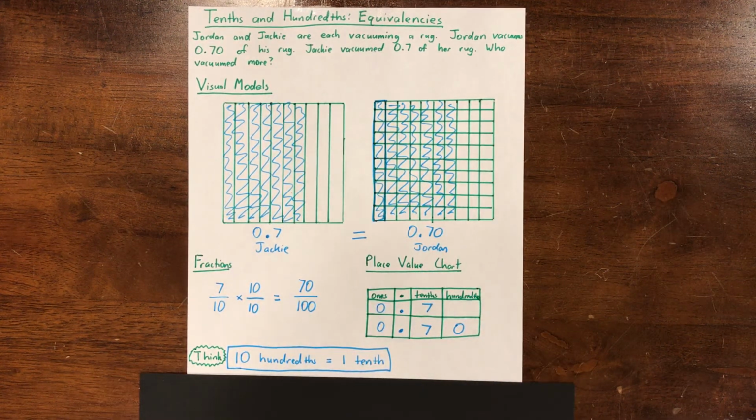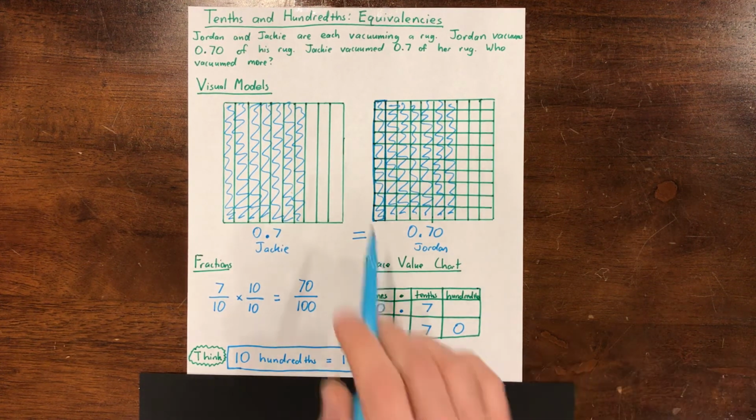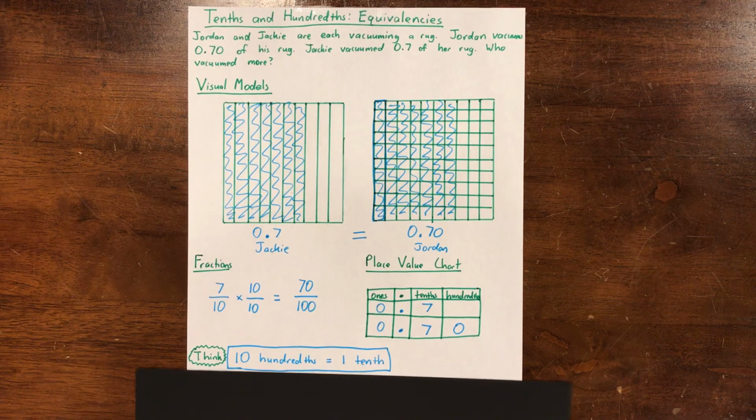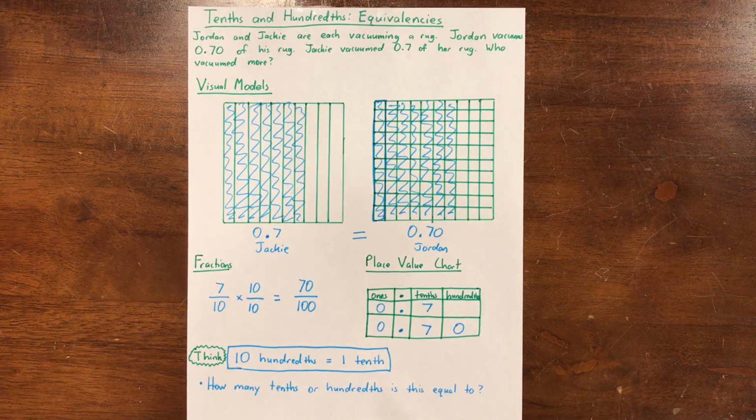All right, cool. 3 different strategies we can use. Visual model, fraction, place value chart. Throughout all of them, what are we always needing to ask ourselves? Say it out loud. Yeah. Over and over again, it's something like this, right? Read it with me. How many tenths or hundredths is this equal to?